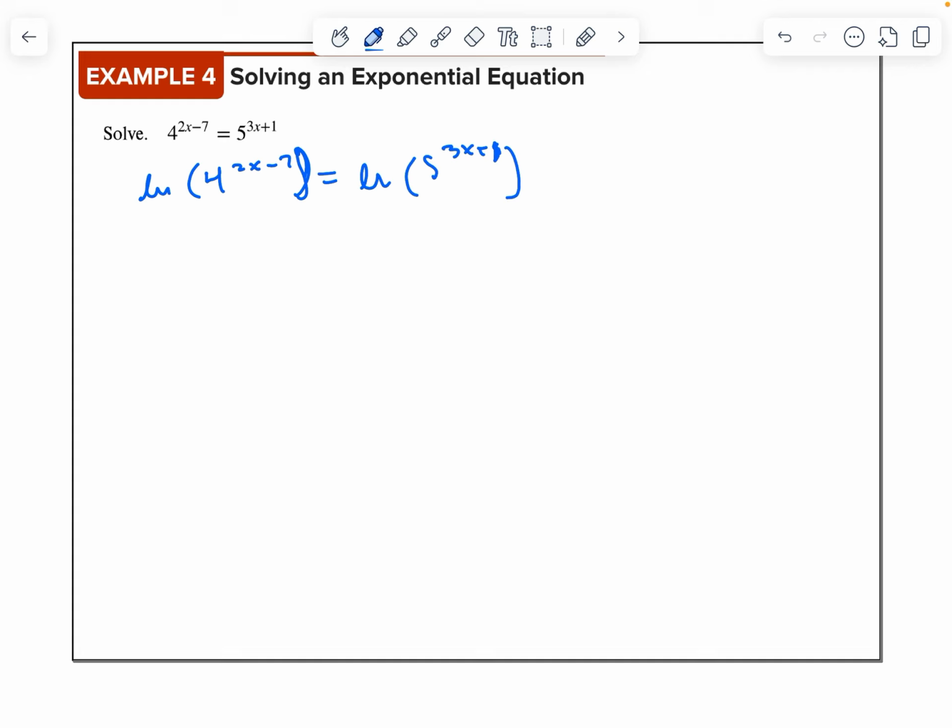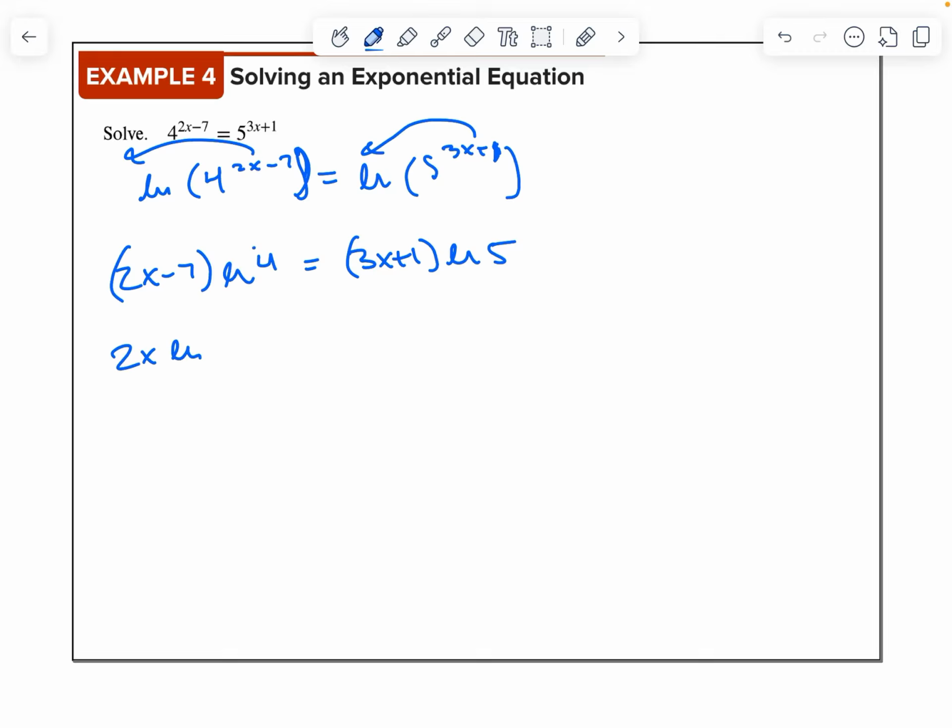Now, we have the exponent rule from the last lesson, the properties of logarithms lesson. If you need to go review that, do so. But your exponent can actually come out front. With any logarithm, you can bring the exponent out front. So (2x minus 7) ln 4 equals (3x plus 1) ln 5. Let's go ahead and distribute now. That would be 2x ln 4 minus 7 ln 4 equals 3x ln 5 plus 1 ln 5.